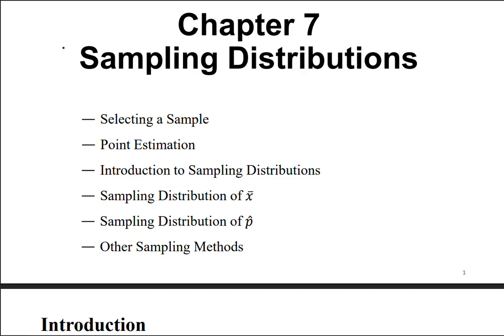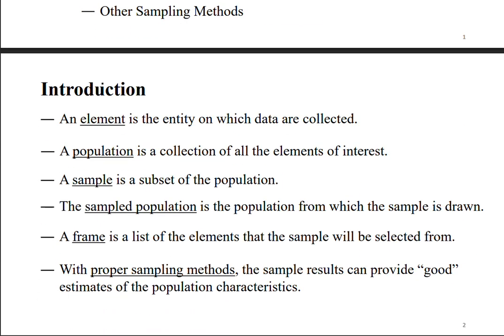So with regards to sampling distribution, we will look at situations where we have the sample mean, situations where we have the sample proportion, and some other sampling methods. See, the interesting thing is in statistics, our main goal is to know everything about the population. And so there are certain terms that we need to understand.